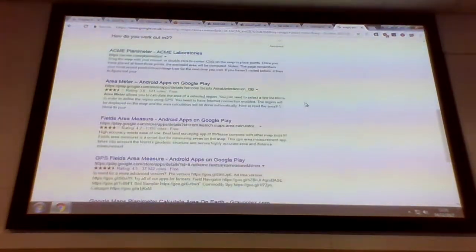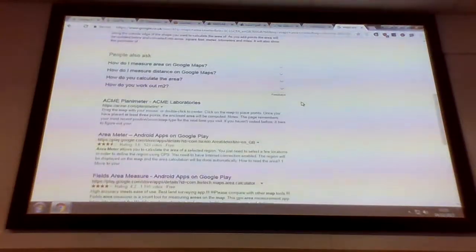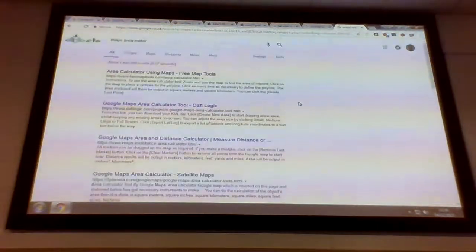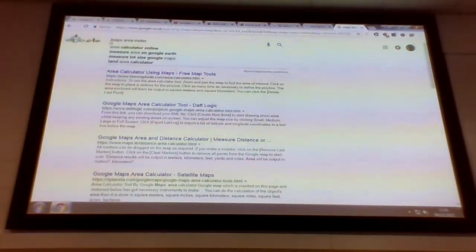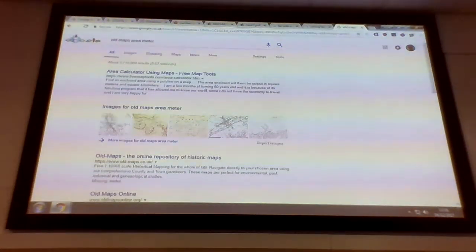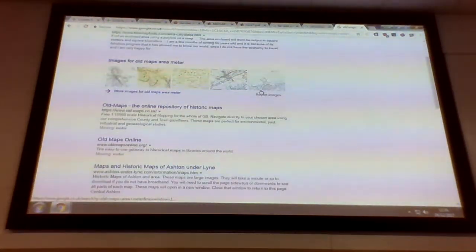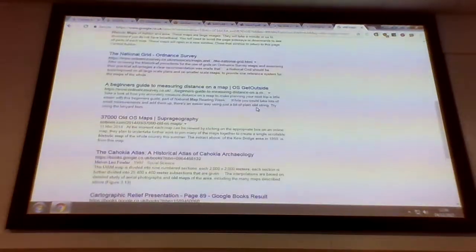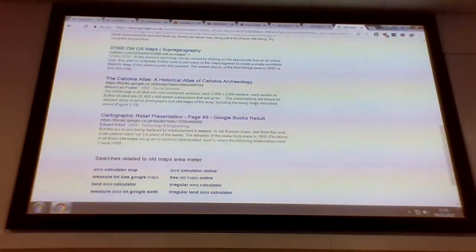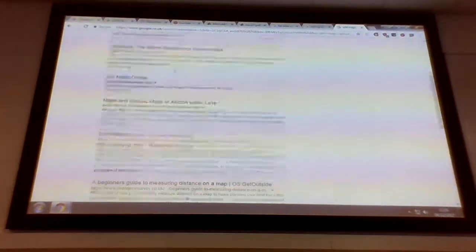But the only thing is now when you Google it, it all comes up as just how to do it electronically. So I'm trying to find the pre-electronic version of it. Old maps area meter. What's it called? Sorry, I'll think about it. Oh, green.